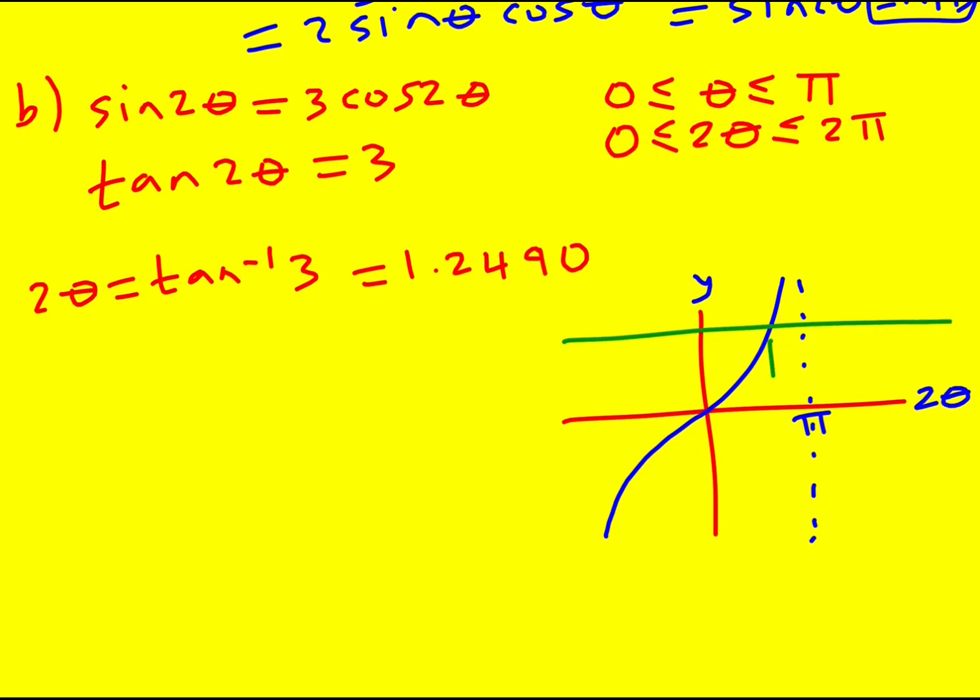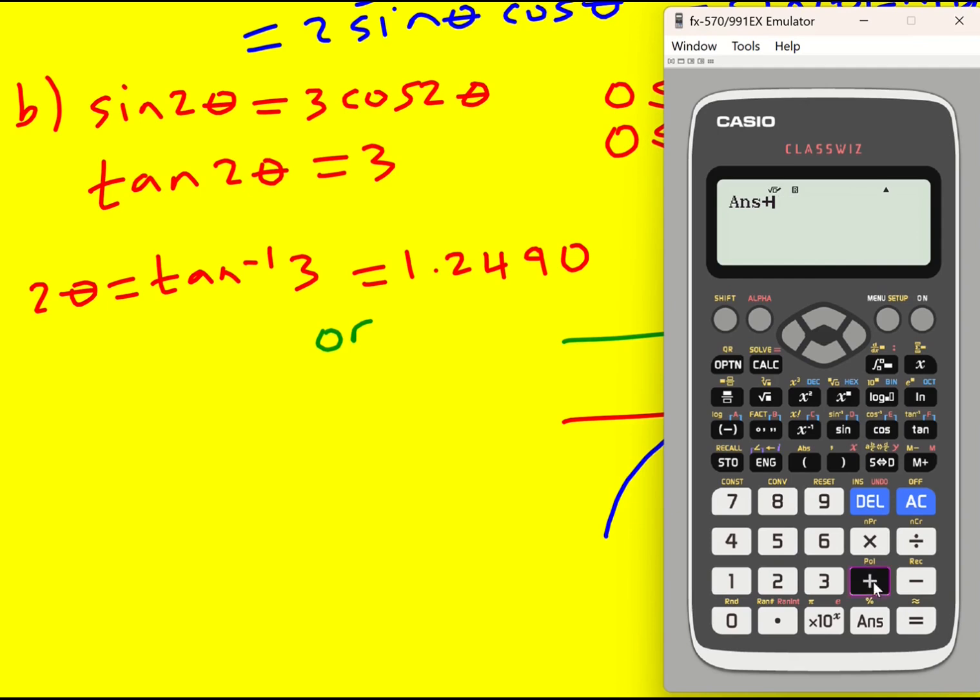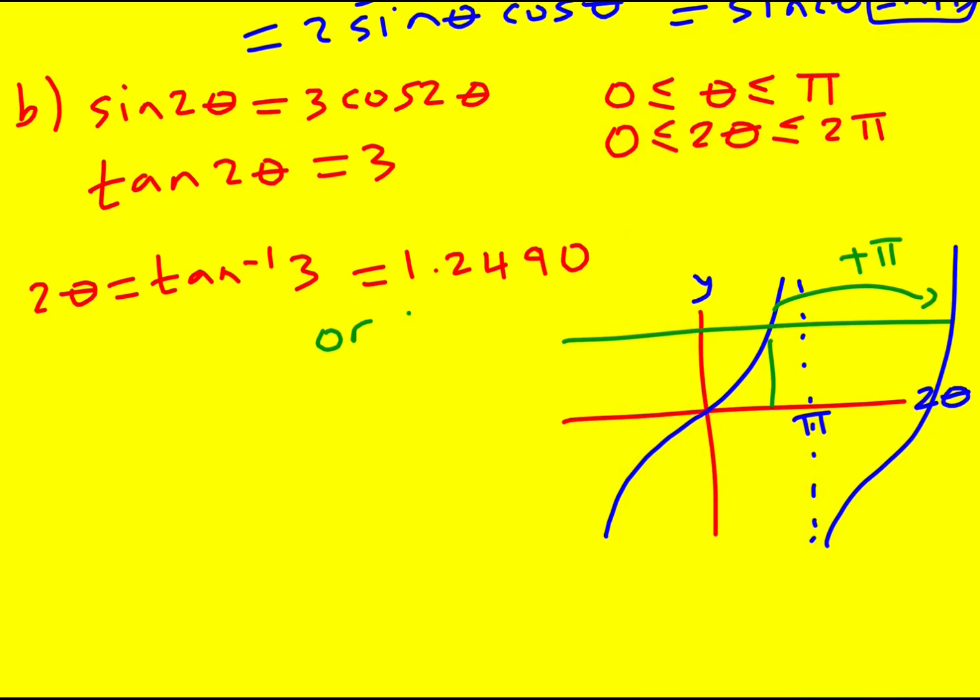So I've got a solution, and I've just actually found it here. For example, this one here, it's less than pi. So I want it between 0 and 2 pi. So the next one, I'm going to need to just add on pi, in fact. That'll give me another solution, which gives 4.3906.